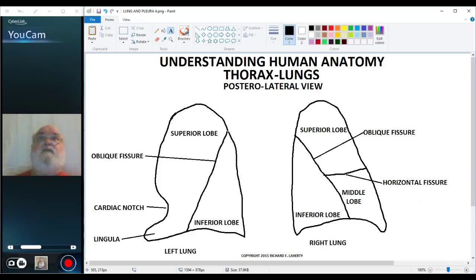That concludes our discussion of the bronchial tree and the lungs. In the next video, I will discuss the mechanism of respiration, the mechanism of breathing, how we get air into and out of our lungs.